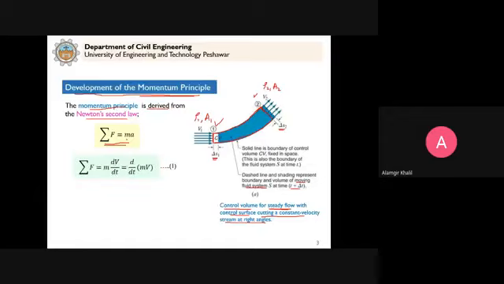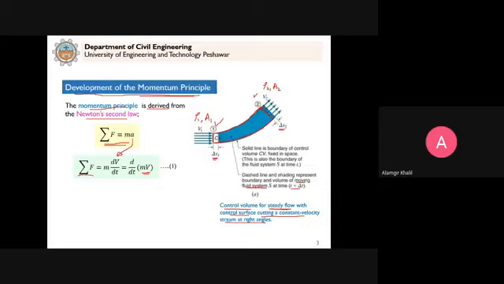Now this can be written as, because acceleration is the rate of change of velocity, summation of F is equal to d by dt of mv. And what is this mv? The product of mass and velocity. So this is momentum. Clear? So this is the rate of change of momentum.